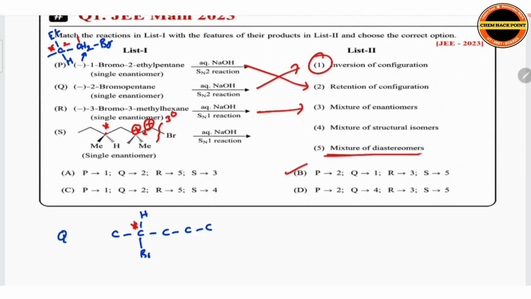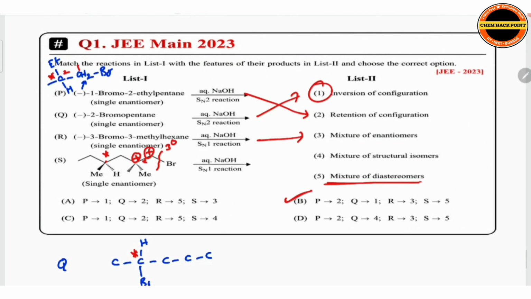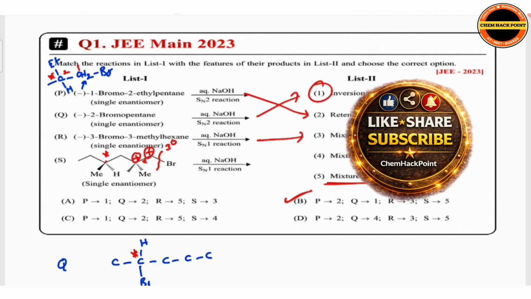SN1 and SN2 reactions we already discussed in detail in the previous video. Watch it once so that you will get more clarity. Here we directly discussed, so option B is the correct answer. I hope all the questions are clear to everyone. Follow these tricks so that in less time you can identify which is SN1, SN2, E1, E2. Okay, thank you everyone.